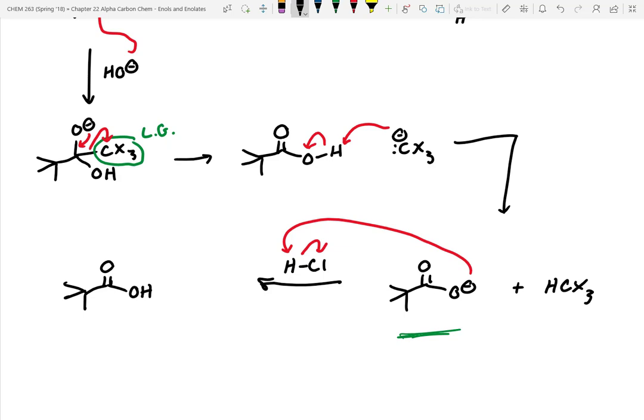Why do you want to react it again? Sorry, say that again? Are you saying why here? Yeah, you're reacting it when you already have it. Yeah, but the problem was in this step is when you kicked off this leaving group, it's so basic, it immediately steals that proton.